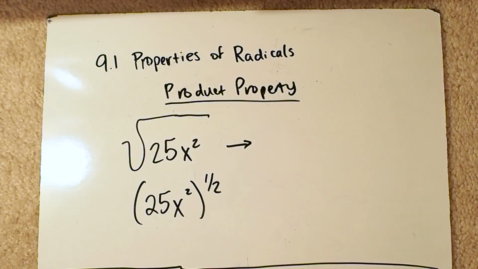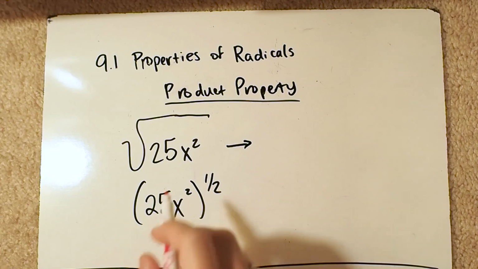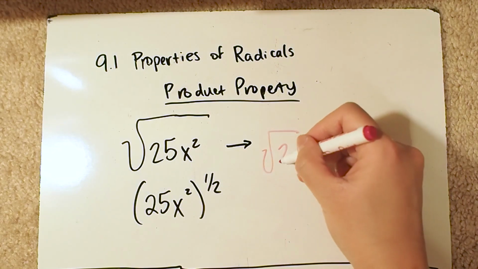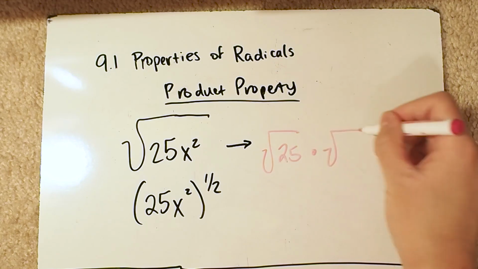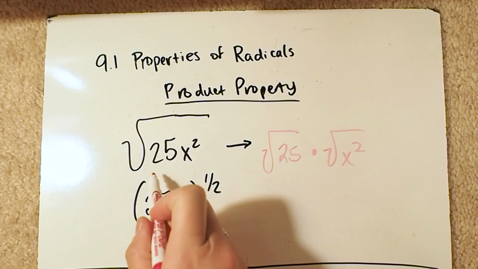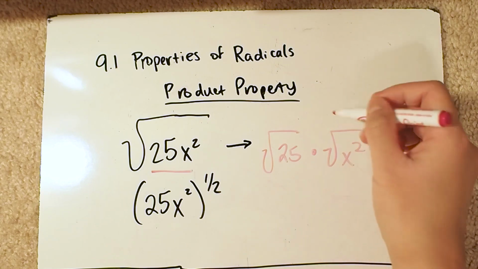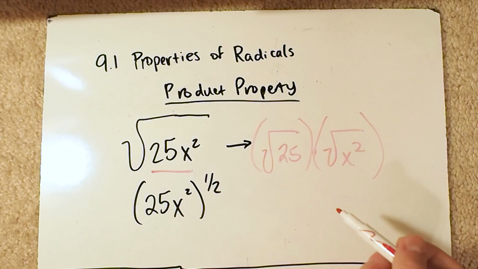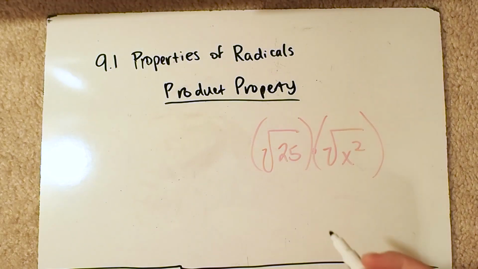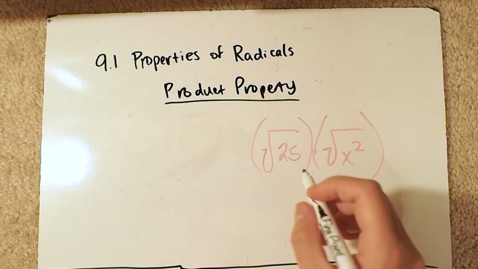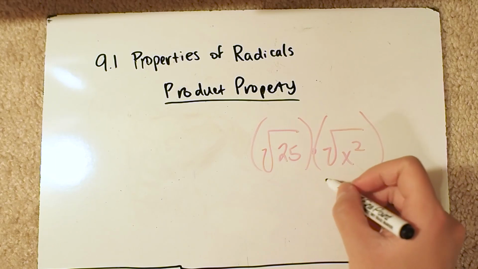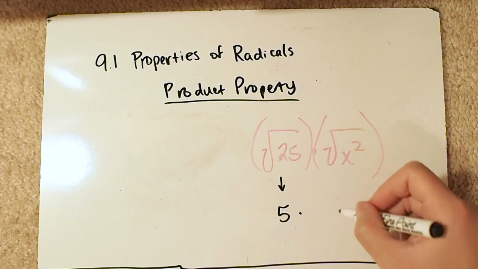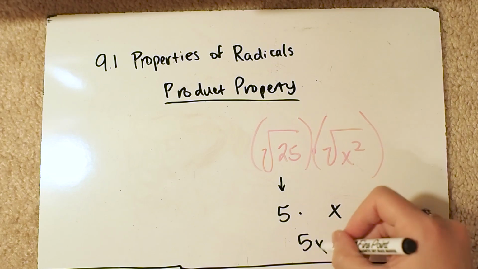The product property of radicals states that the square root of 25x squared is the same thing as the square root of 25 times the square root of x squared. Because it's multiplied on the inside here, we can separate that multiplication and make it into two problems. This makes it a lot easier to tackle. So when we reduce it to the square root of 25 times the square root of x squared, this quickly just becomes 5 times x, or 5x.